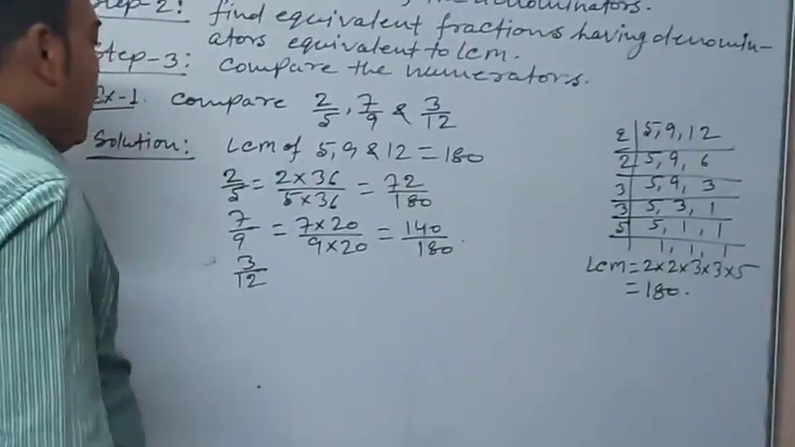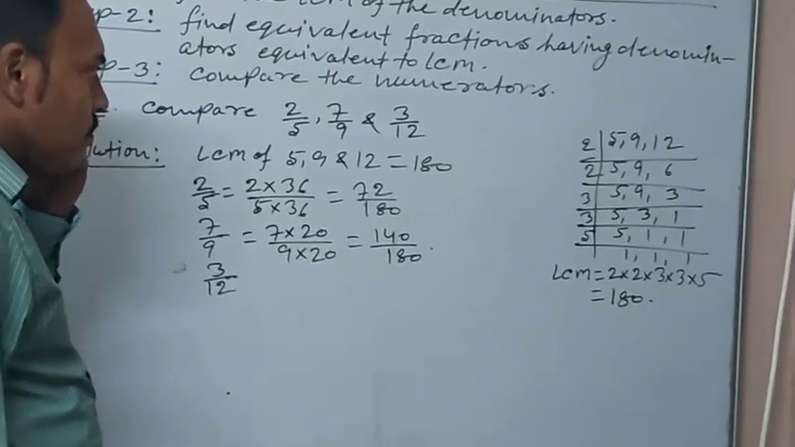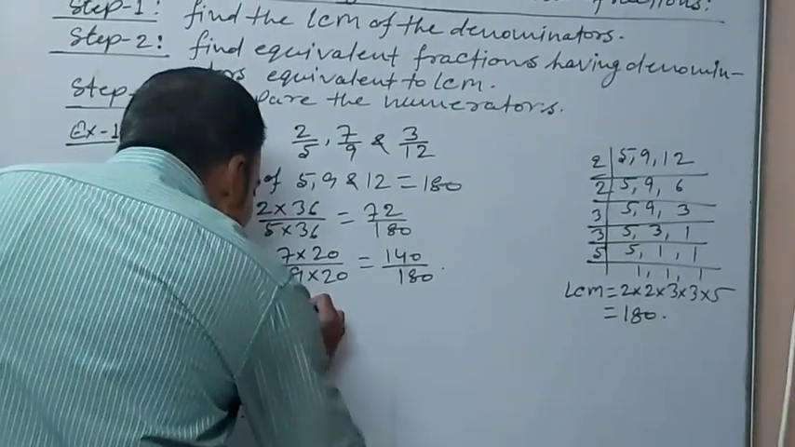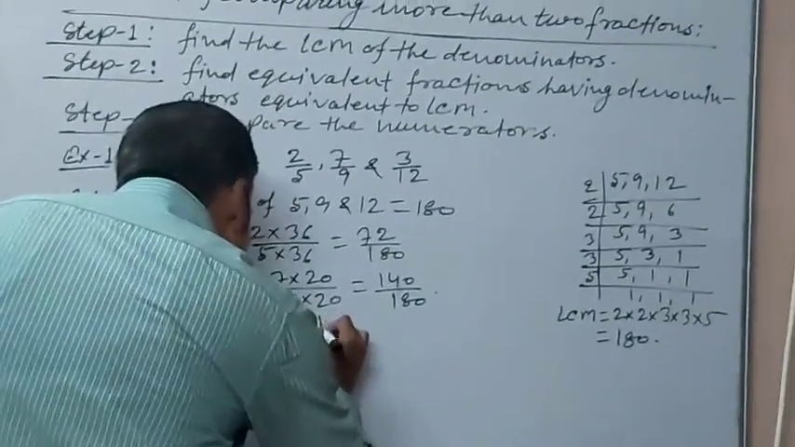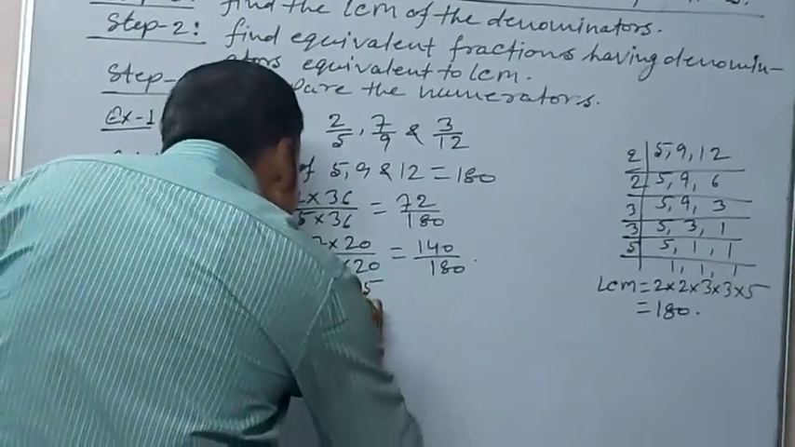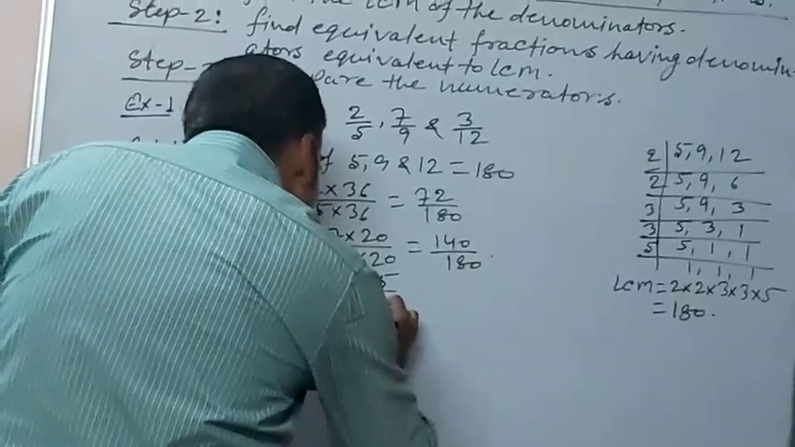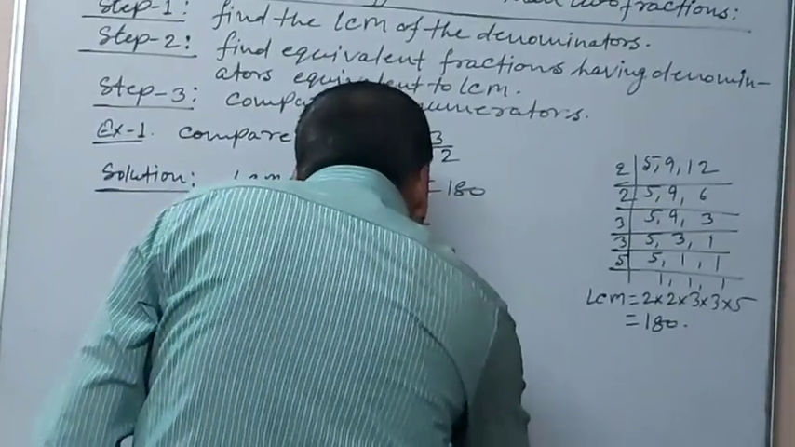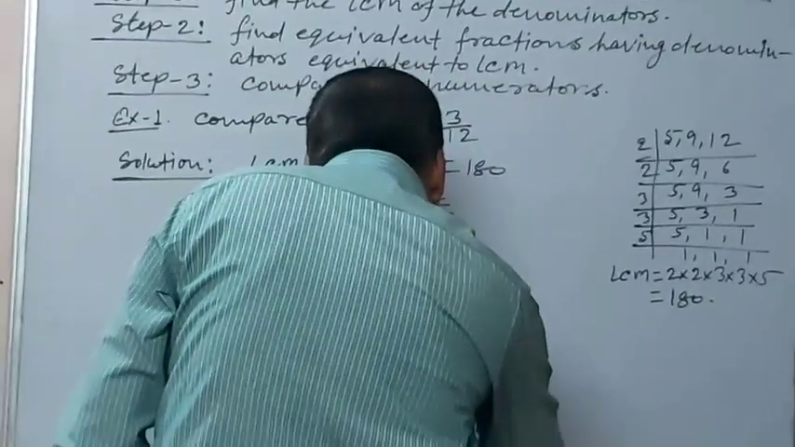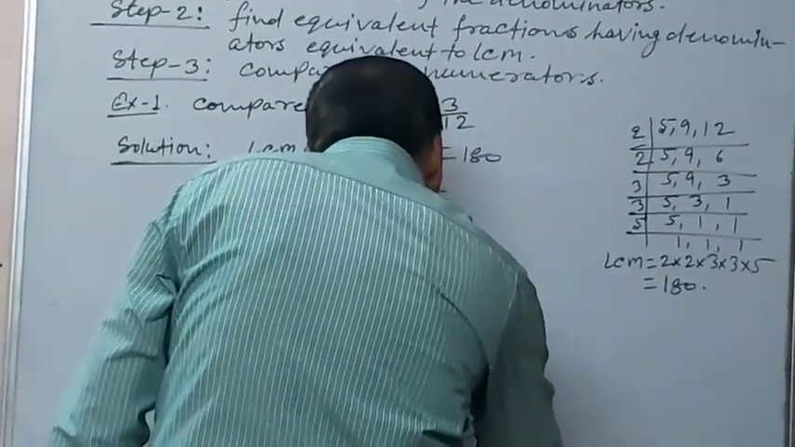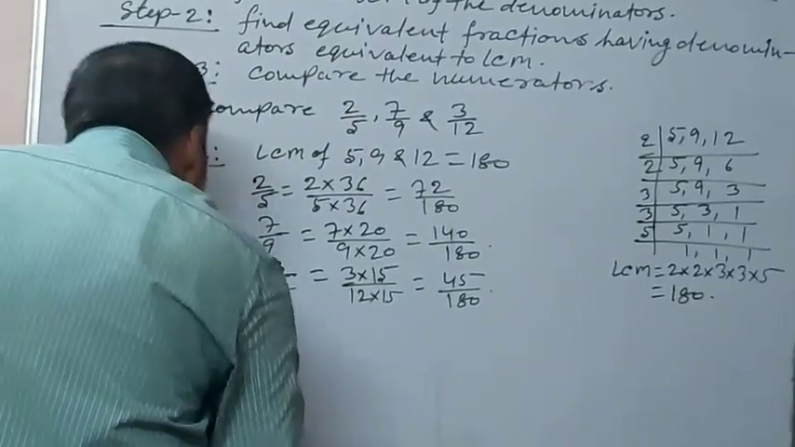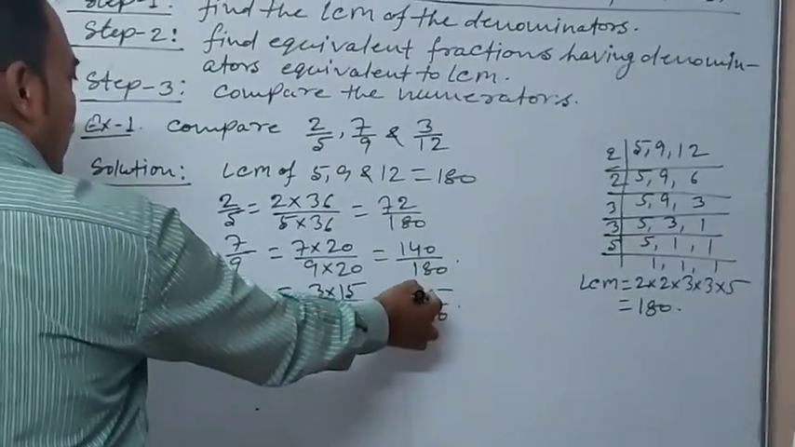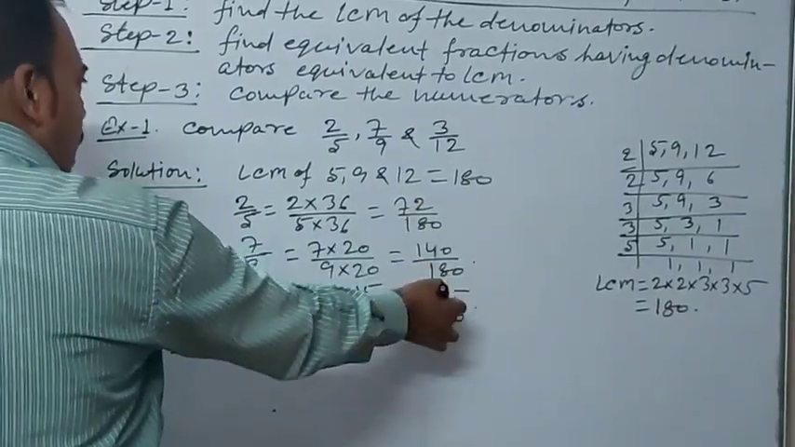Next number is 3/12. If we multiply 12 by 15, then we get 180. So 3 into 15 by 12 into 15, 45 by 180. Therefore 45 by 180, 45 is smallest among these three.